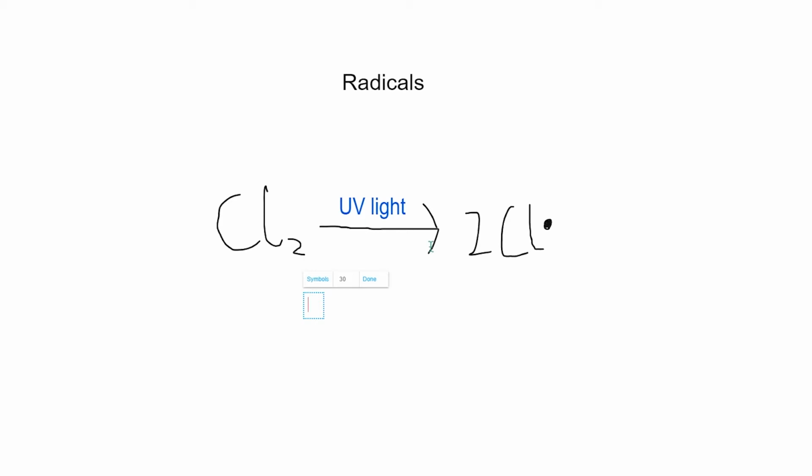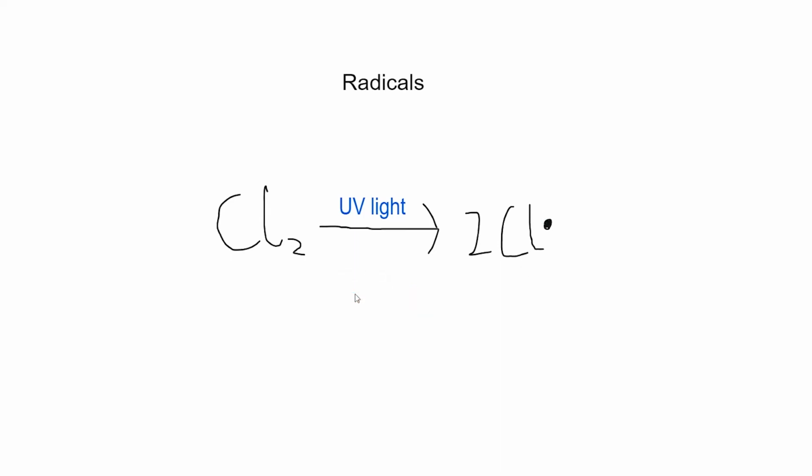Radicals are formed when a bond breaks in such a way that instead of one atom receiving both electrons, each atom receives only one electron. We call this homolytic fission, because homo means the same, and both atoms receive the same number of electrons, 1. These atoms are now radicals, species with an unpaired electron. We annotate this by adding a dot next to that species.